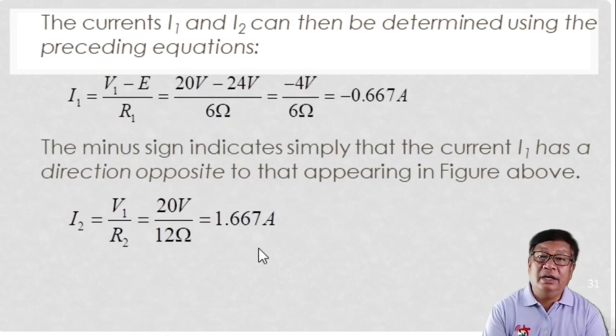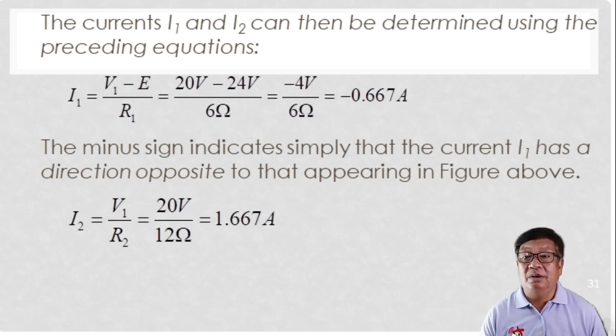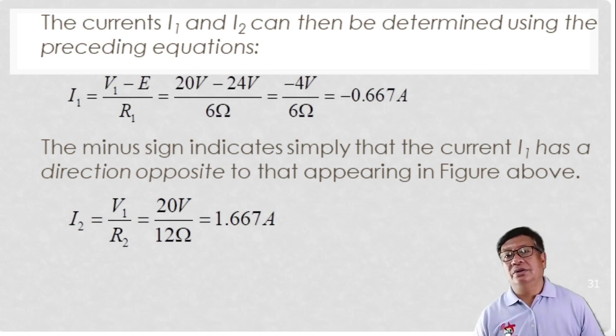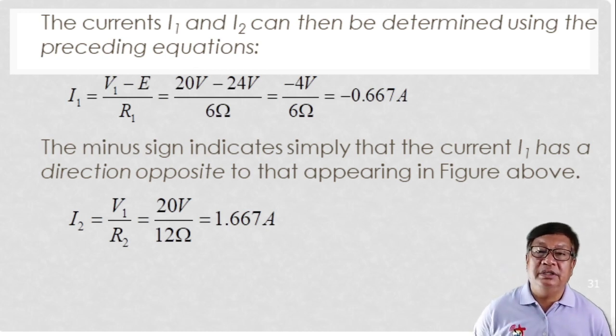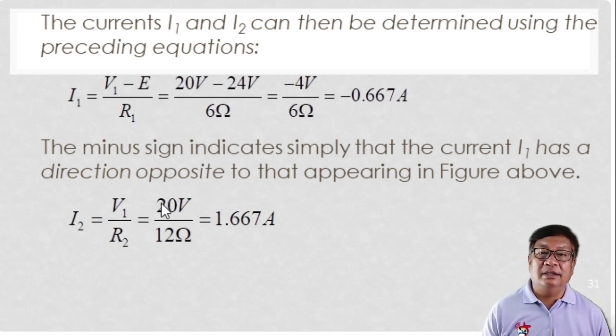So currents I1 and I2 can then be determined using the preceding equations. So we have this equation, I sub 1 is equal to V sub 1 minus E over R sub 1. We have 20 volts minus 24 volts over 6 ohms. Then you have to simplify that one, and it resulted to negative 0.667. So the minus indicates simply that the current I1 has a direction opposite to that appearing in the figure above.